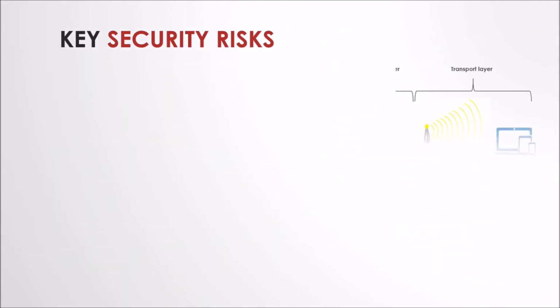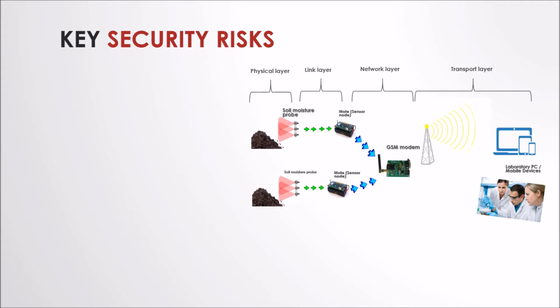Key security risks. Under security risk, the overall system consists of 4 layers. Physical layer, where all the sensors are located. Link layer, where the connection between sensors and modem happens. Network layer, responsible for connecting all the sensor nodes together in a centralized location. And finally, the transport layer, where all the transport occurs between the GSM modem and end devices, such as a mobile phone or a computer.